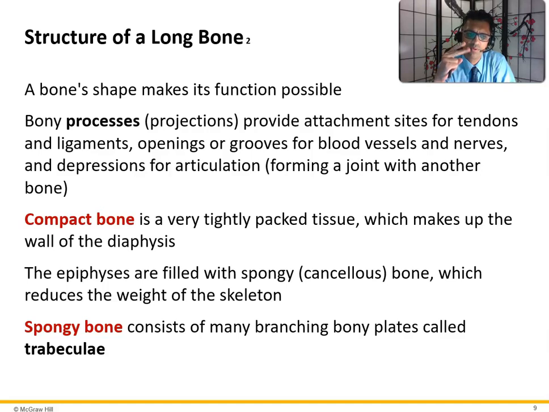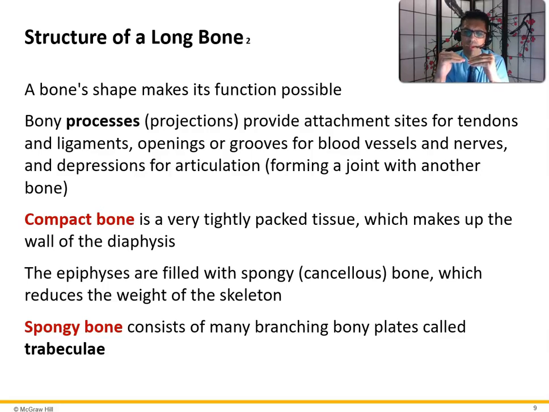There are two types of bone: compact bone and spongy bone. Compact bone, just like it sounds, is very tightly packed tissue, which makes up the wall of the diaphysis. Very rigid, very strong. The epiphyses are filled with spongy bone, or cancellous bone, which reduces the weight of the skeleton.